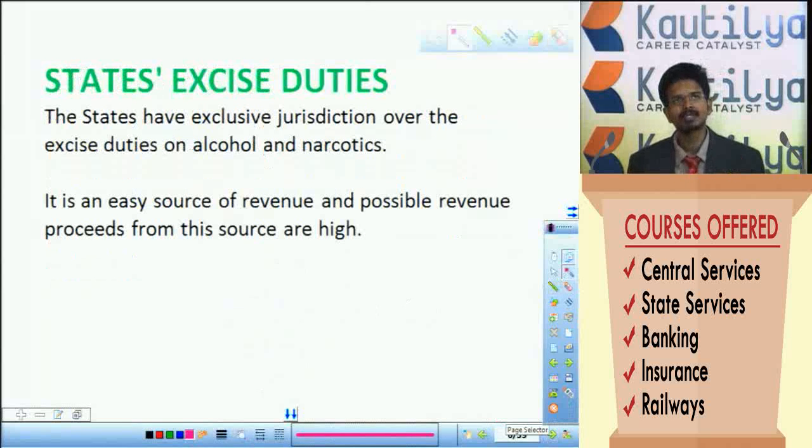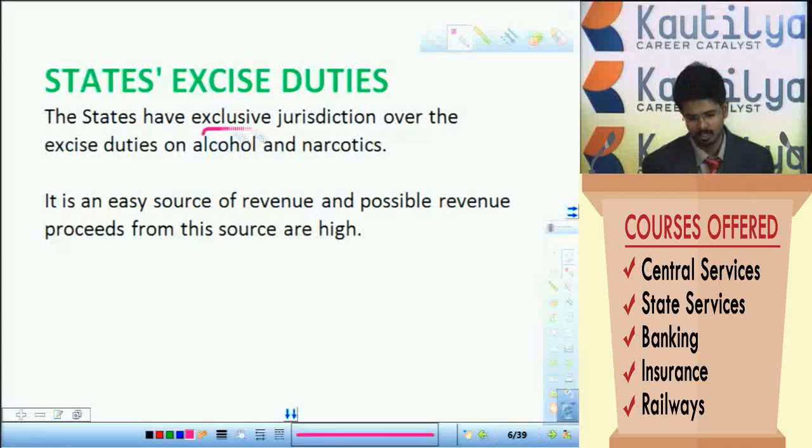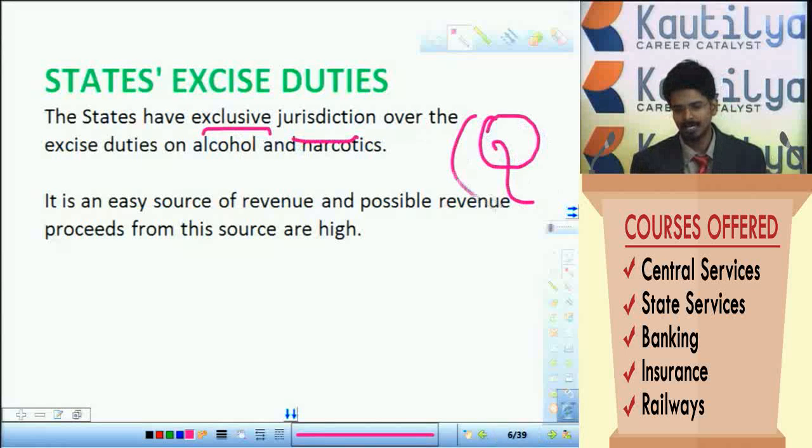In the same way, like central excise duties, you also have state excise duties in India. The states have exclusive jurisdiction. Please be alert. When I put this question mark, you have to try to note this kind of information. So the state governments have exclusive jurisdiction. When I say exclusive, it means that the central government doesn't have jurisdiction over excise duties on alcohol and narcotics. It is an easy source of revenue, and possible revenue proceeds from this source are high.